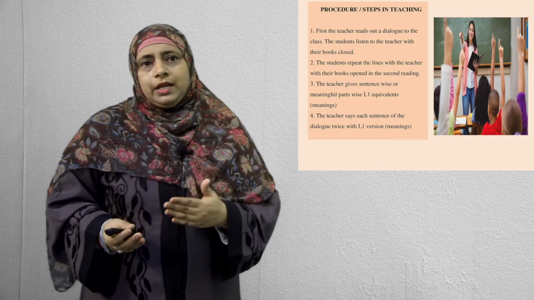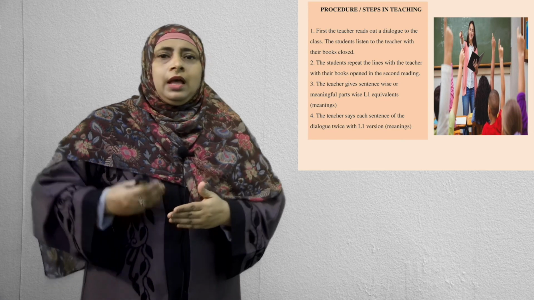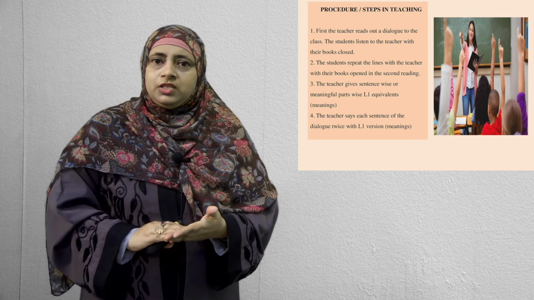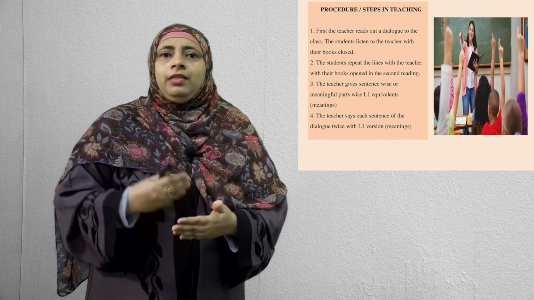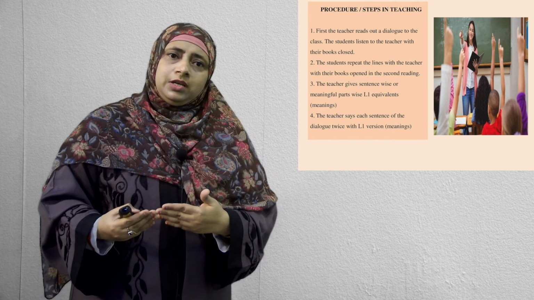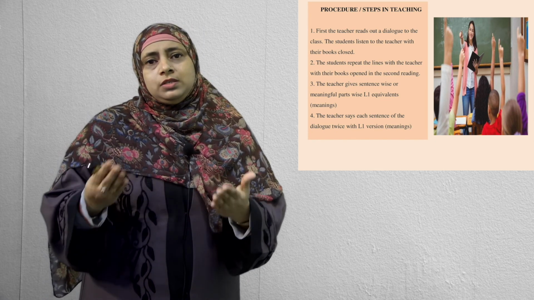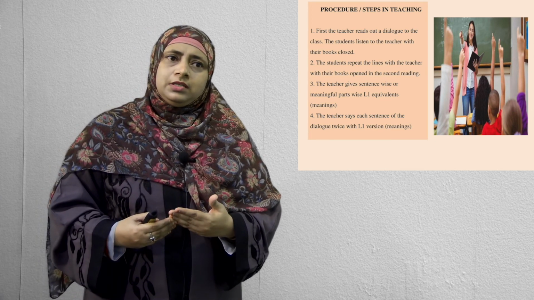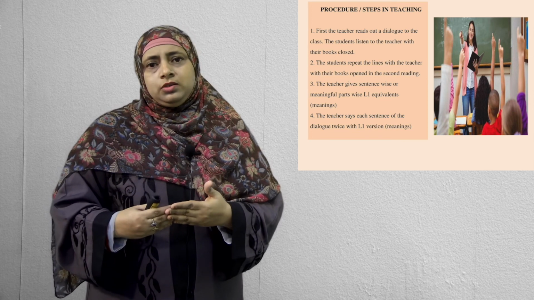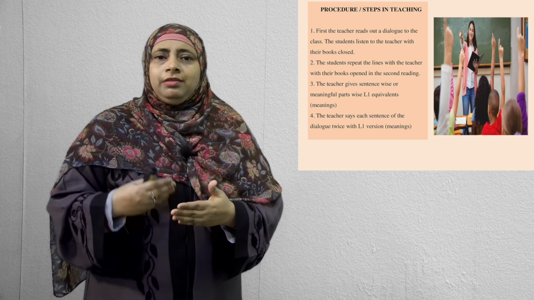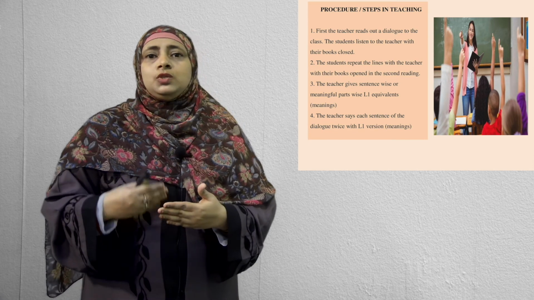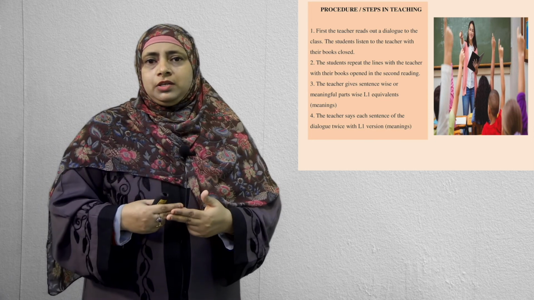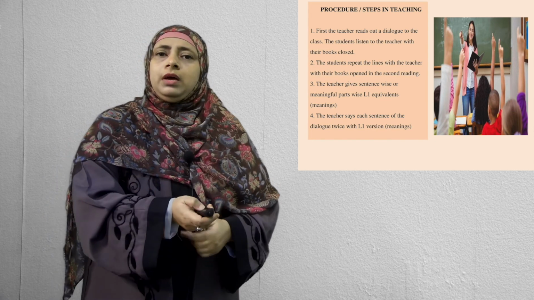First, the teacher reads out the dialogue to the students, and the students listen to the teacher with their books closed, and they will acquire the pronunciation and get the meaning of it. Then the students will repeat the lines the teacher has read out, with their books open now. So, in this way, reading will also be developed. The teacher gives sentence-wise meanings to the students with the help of the mother tongue. The teacher says each sentence of the dialogue twice, not once, and repeats it with meanings given in the mother tongue. So, these are the steps which are followed in the bilingual method.